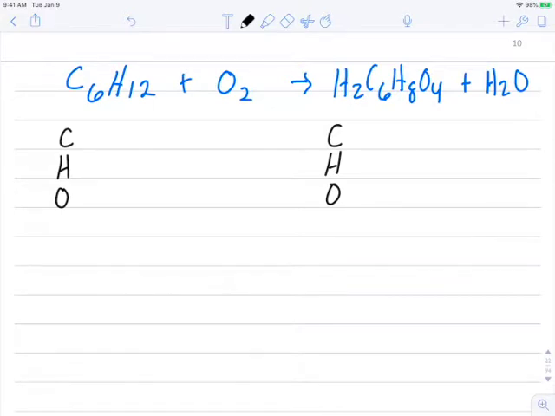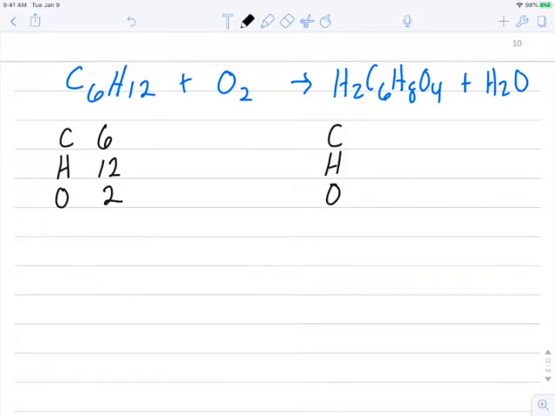On the left-hand side, right over here, how many carbons do we have? I think I heard some murmurs of 6. Do y'all agree? All right, 6. And how about hydrogens? 12. Excellent. And oxygen? 2. All right, now we're going to move on to the right-hand side.